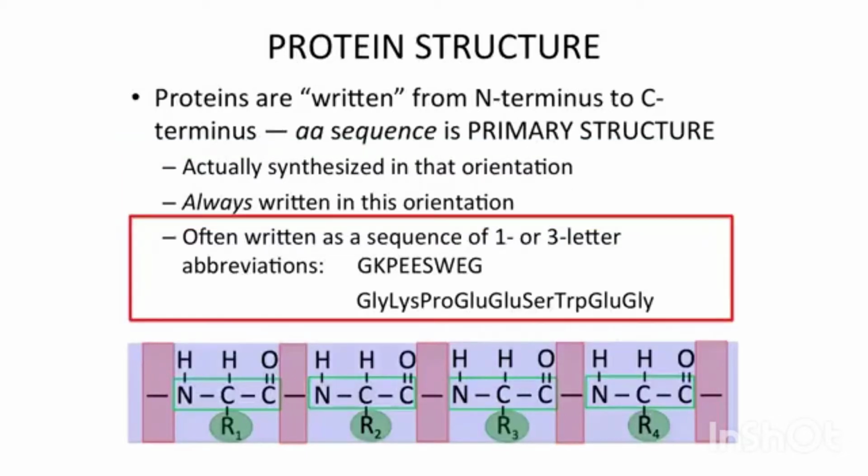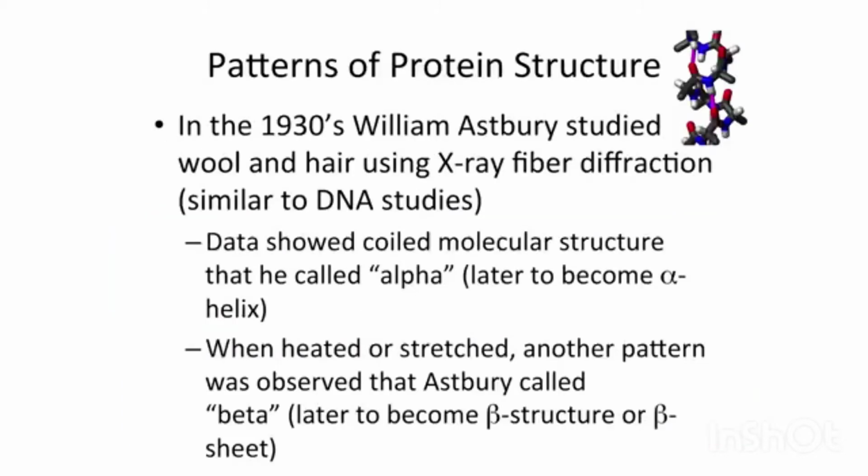And protein sequence is often written as a sequence of 1 or 3-letter abbreviations. So these are abbreviations for glycine, lysine, proline, glutamate, serine, tryptophan, glutamate, glycine. And the 1-letter abbreviations and the 3-letter abbreviations. And that simply reflects these R1, R2, R3, R4. Glycine is R1, lysine is R2, proline is R3, glutamate is R4 in this sequence. And this is the way in which you will see protein structure presented.